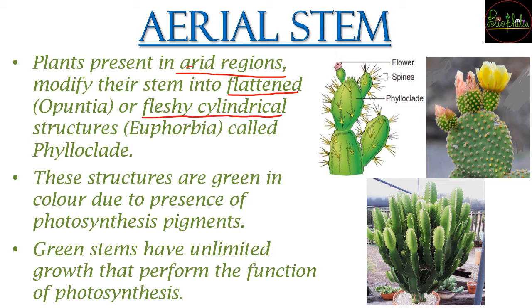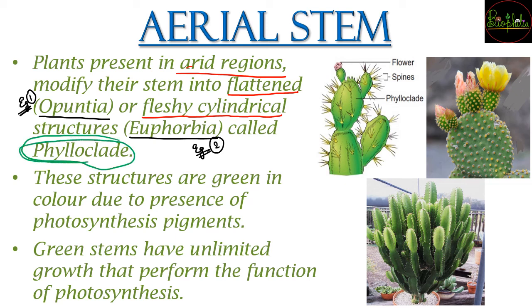So if they become flattened, you can see them in the case of opuntia. If they become cylindrical and fleshy, then you can see them in the case of euphorbia. So these are the two examples that you can see over here. So first example about opuntia, second example about euphorbia. So like these, the plants which modify, these are going to be called as phylloclade. What are these called? These are called as phylloclade.